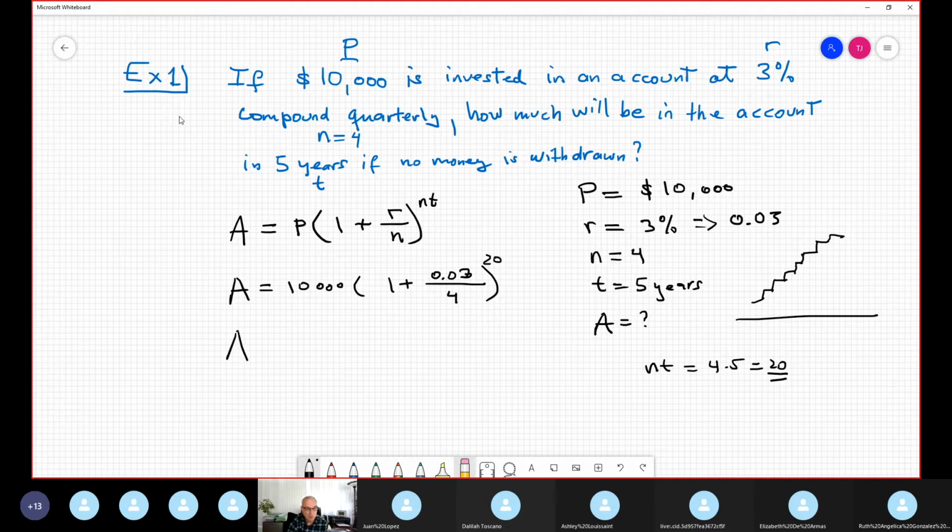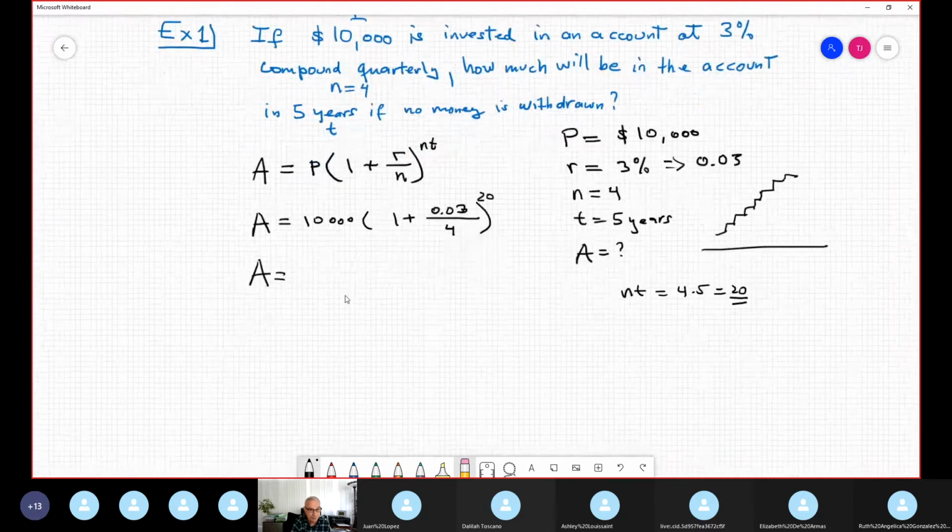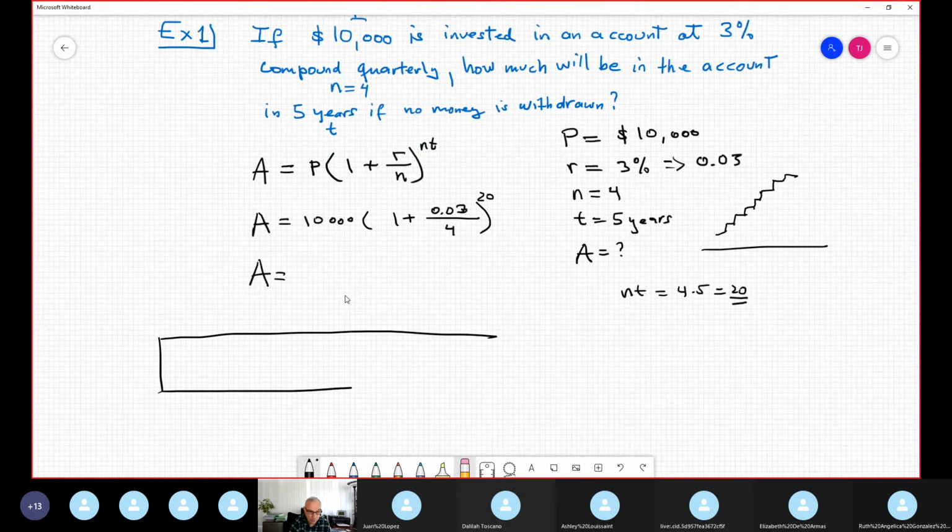Now the calculator. Please, everyone, put it in the calculator. I suppose everyone has a calculator. Suppose this is the display of the calculator. You type in something like that: 10,000, open the parenthesis, 1 plus 0.03 divided by 4, power 20. This symbol indicates power, no? In the majority of calculators.